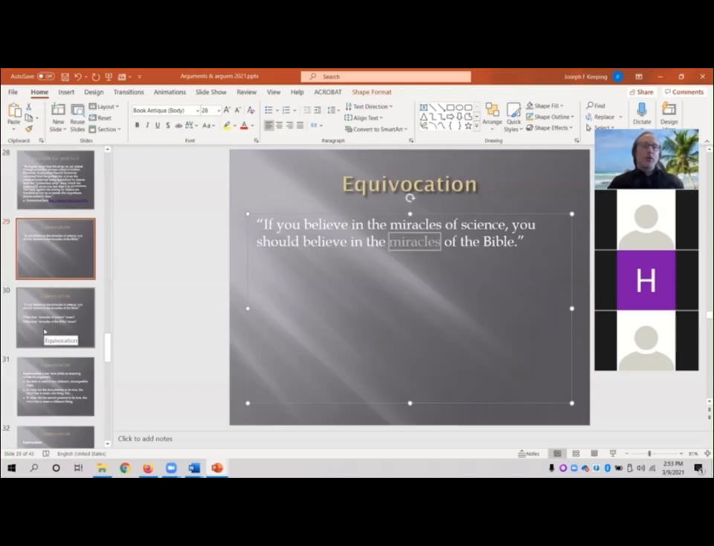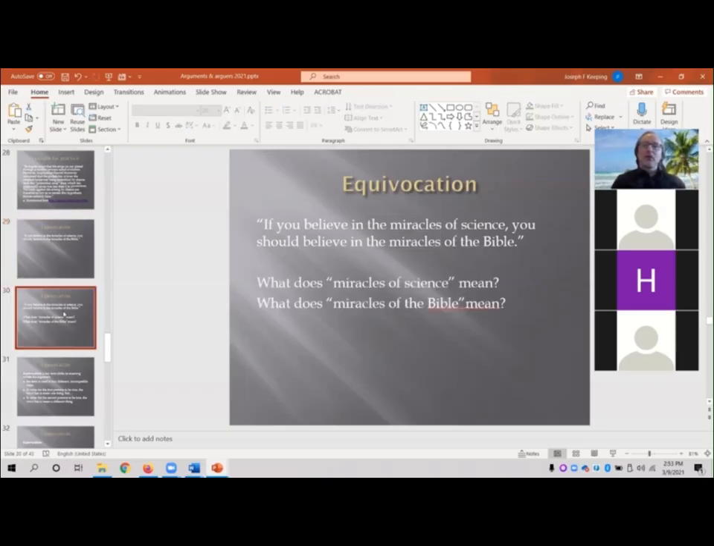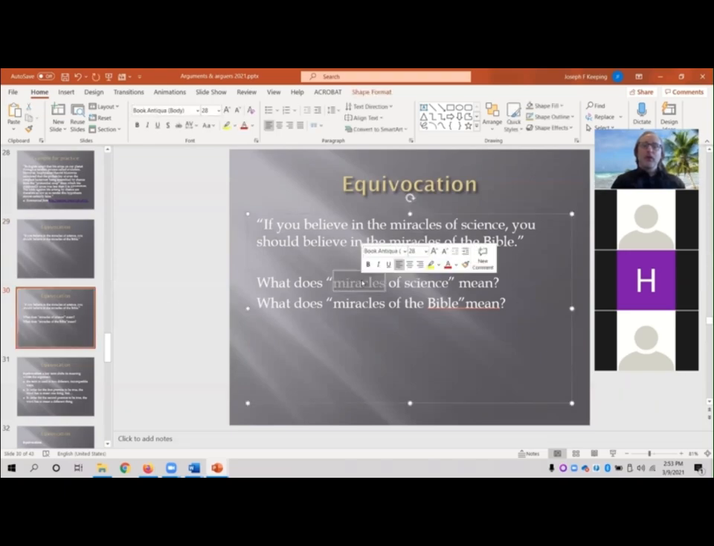Okay, so the problem is that the word miracles in miracles of science means one thing. It means the really cool things that science can do, but miracles in miracles of the Bible means things that defy scientific explanation. So the word simply doesn't mean the same thing.